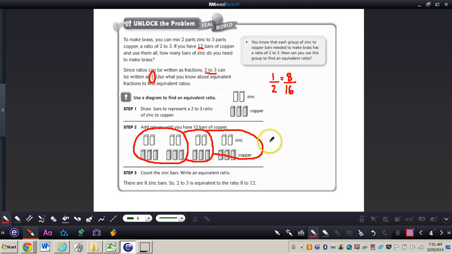Okay, so there are 8 zinc bars, so 2 to 3 is equivalent to the ratio of 8 to 12, because I have 8 to 12 here, and the original ratio was 2 to 3. Okay, now how do we know that they're equivalent? If I think about what do I need to do to 2 in order to get to 8, I multiply that by 4. Okay, what do I need to do to 3 in order to get to 12? I multiply that by 4 as well. Okay, so 2 to 3 and 8 to 12 are equivalent ratios and also equivalent fractions.